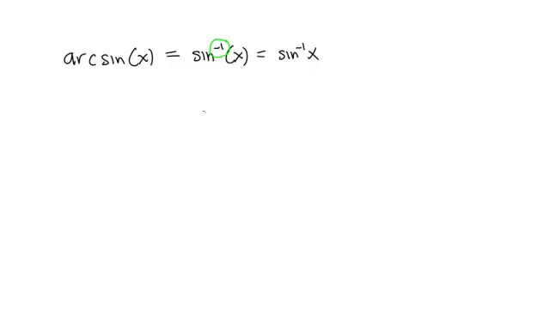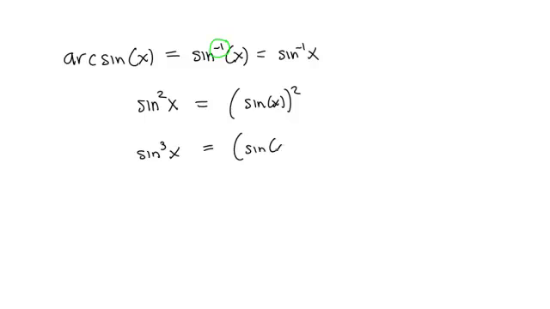Just think about it. If we saw sine squared x, then when we prep this, we know that this means the sine of x quantity squared. And if I gave you sine cubed x, this would mean the sine of x quantity cubed. In fact, if I gave you sine to the n x, this would be the sine of x raised to the nth power.